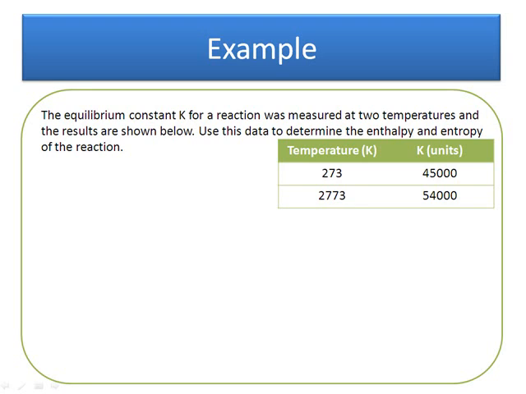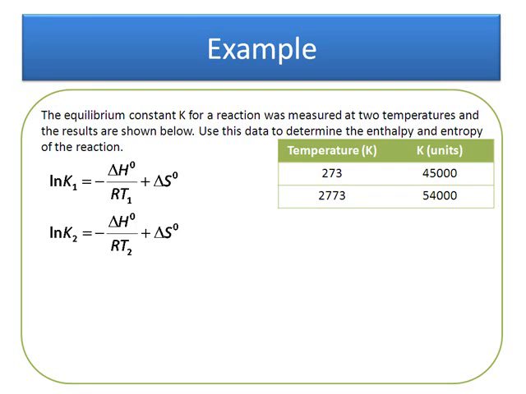Here we have the equilibrium constant K at two different temperatures, and the results are shown. And we're going to use this data to determine the enthalpy and entropy of the reaction. So I'm going to write out my equation again, except this time I'm going to put in the values K1, T1, so there's two equations because we have two temperatures. So again, you can see when I subtract the second equation from the first, my delta S value disappears.